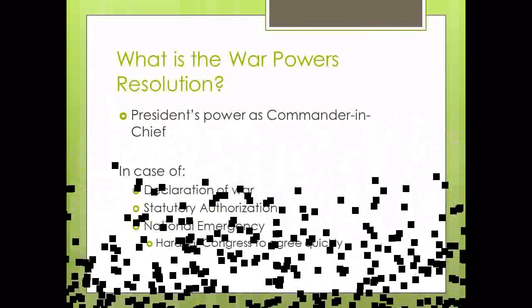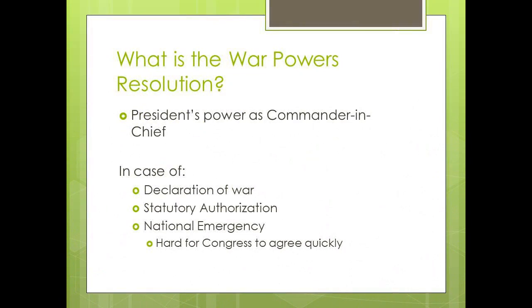The War Powers Resolution is based on the president's power as commander-in-chief. Congress has decided to turn over some of its war powers to the president so he can make faster decisions, but also check those powers to make sure he is not too powerful. The resolution allows the president to send troops into action in case of a declaration of war by Congress, which has not happened in a while.